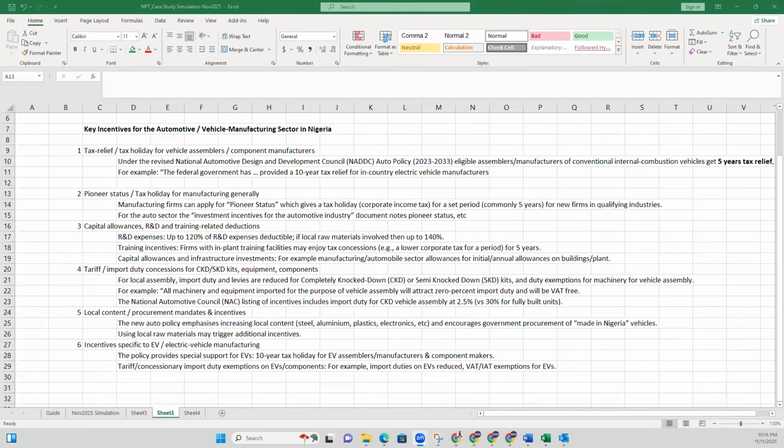The 6th one, incentives specific to EV, that's electronic vehicle manufacturing. The policy provides special support for EVs and it's 10-year tax holiday for electronic vehicle assemblers or manufacturers and component makers. Then tariff/concessionary import duty exemptions on electronic vehicles or components. For example, import duties on electronic vehicles reduced, or VAT and AIT exemptions for electronic vehicles.